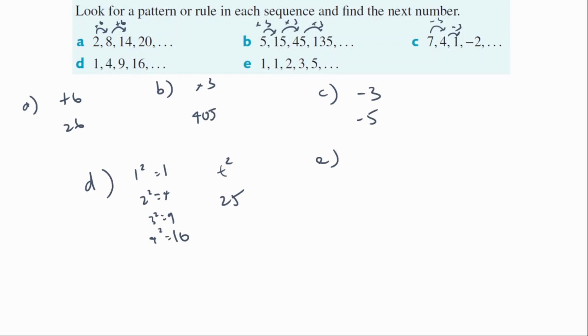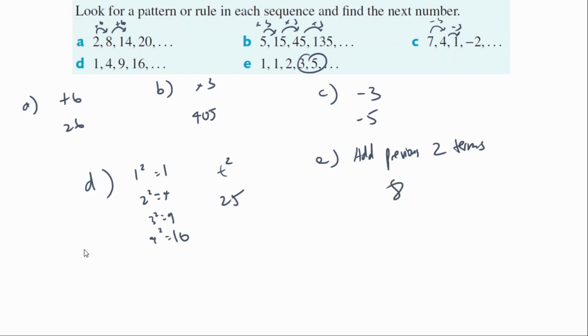And question E, this is another more difficult one. In this case, you would add the 2 terms in front of the term. So I'll do 1 plus 1 to get me 2. To get 3, I do 2 plus 1. That gives me 3. Next one, I'll do 2 plus 3, and that gives me 5, and so on. So your answer would be something like add the previous 2 terms. Therefore your next term will be 3 plus 5, and that gives you 8.